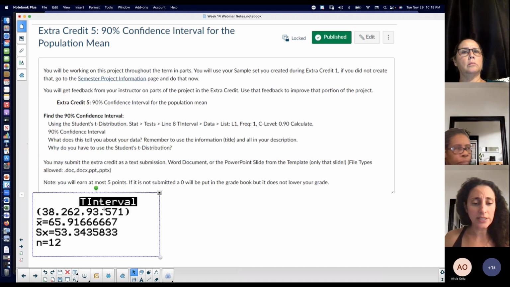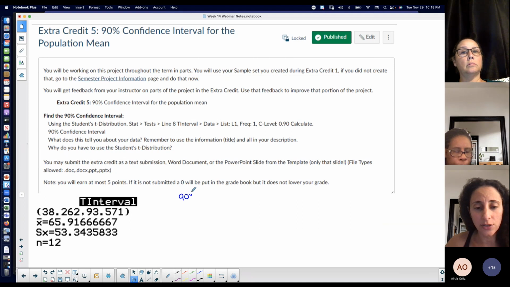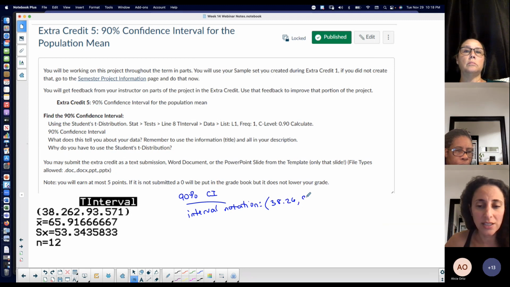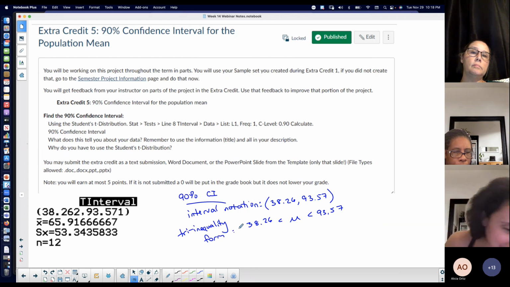I would personally like to see you guys showing a 90% confidence interval in interval notation. I like to see that you know the notation. Interval notation: 38.26 to 93.57, and then try inequality form: mu is less than 93.57, and 38.26 is less than mu. These both are the same, but there are two different representations of this confidence interval. So you're showing me interval notation, you're showing me inequality form, you're showing me that you know stuff, right?